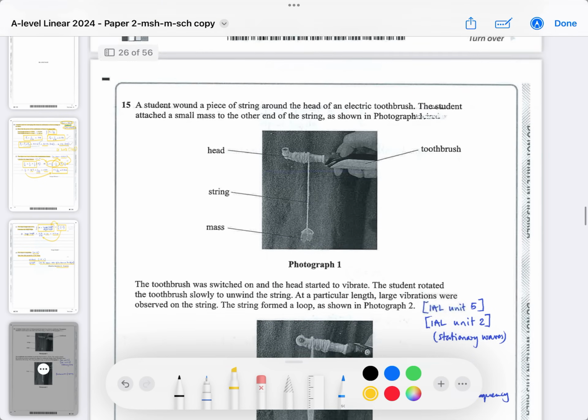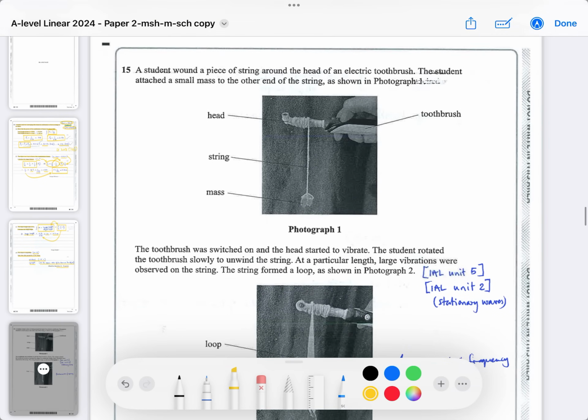Let's have a look at question 15. So it's about oscillations, so it actually links Unit 5 and Unit 2 quite well. So we'll come back and do question 15.